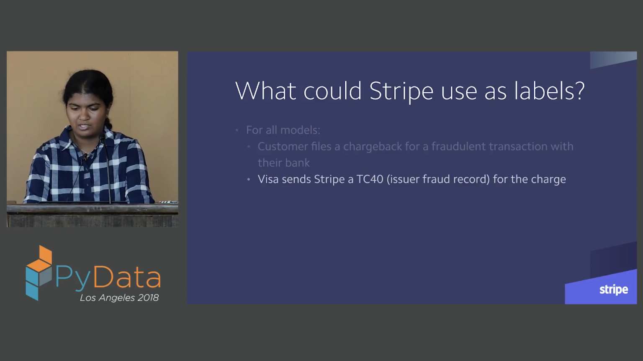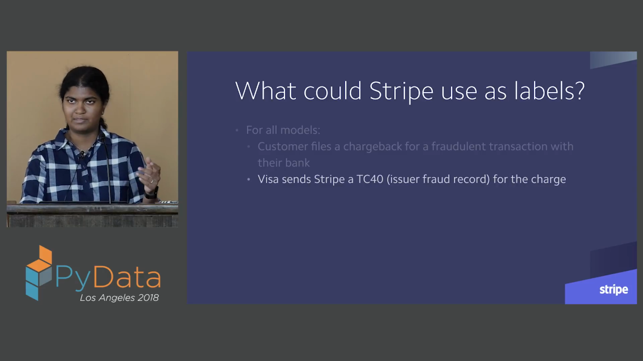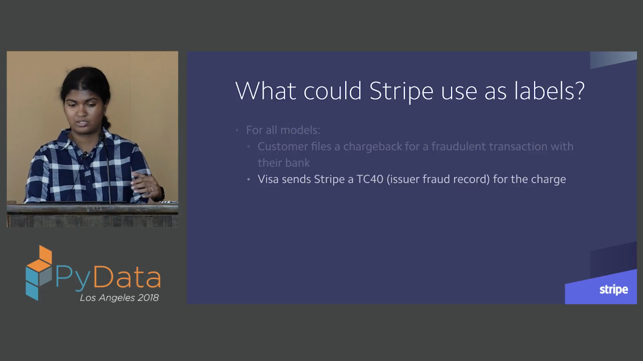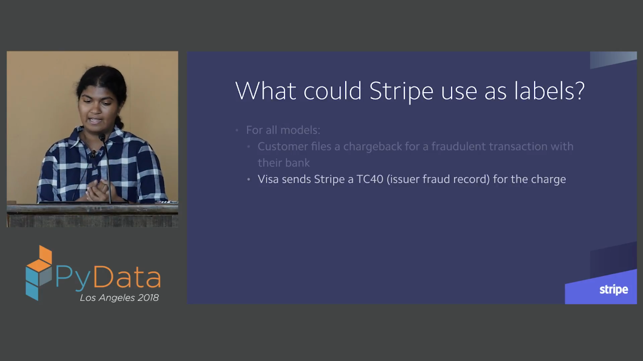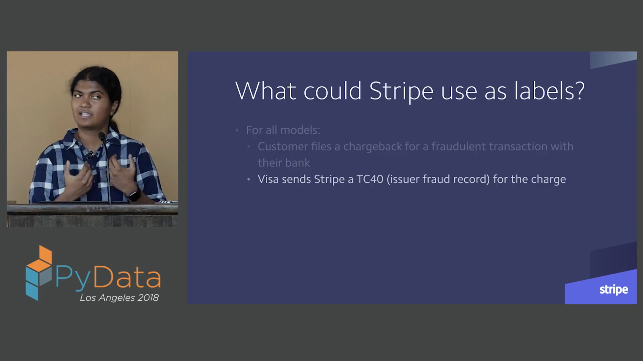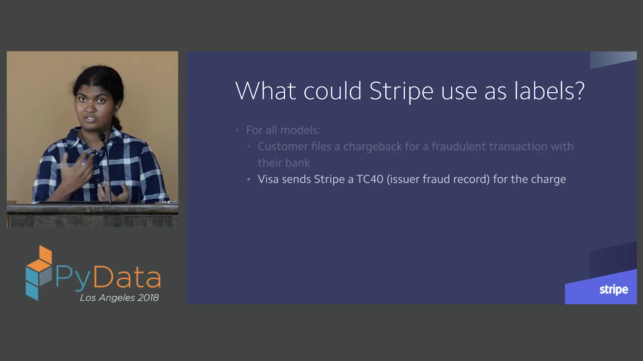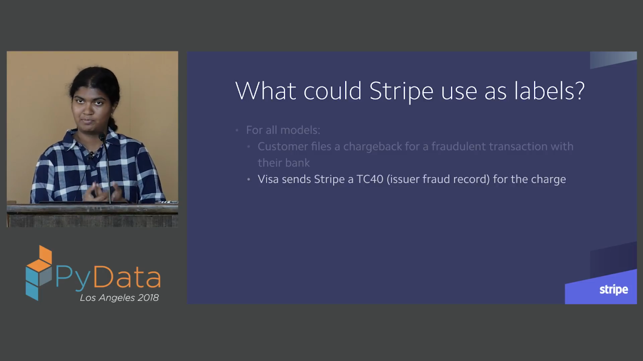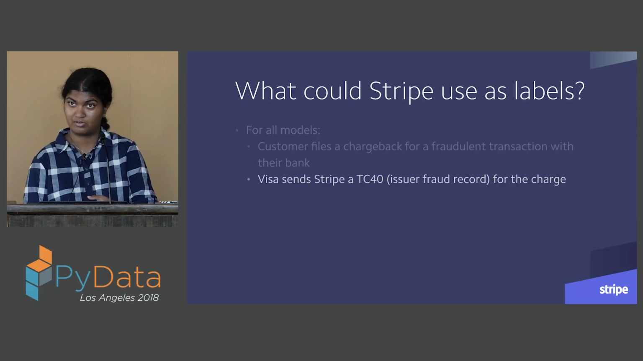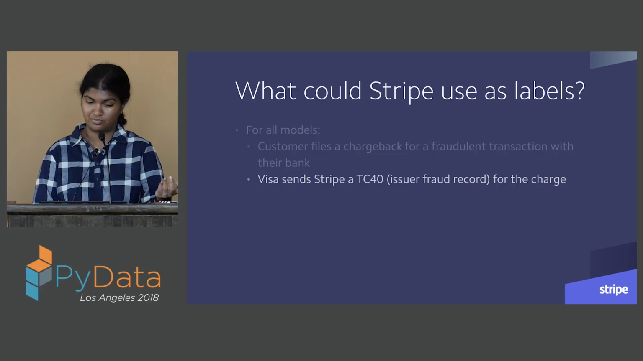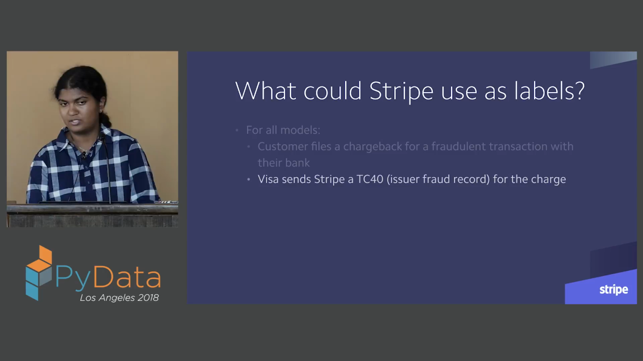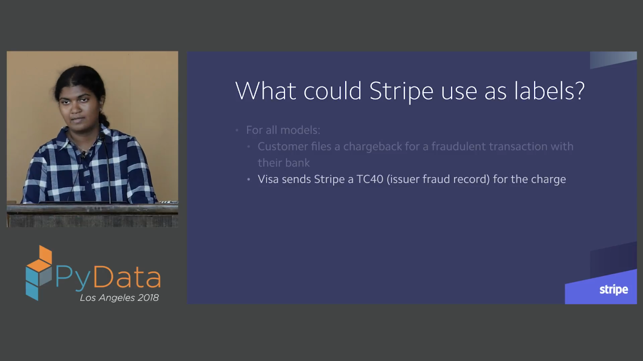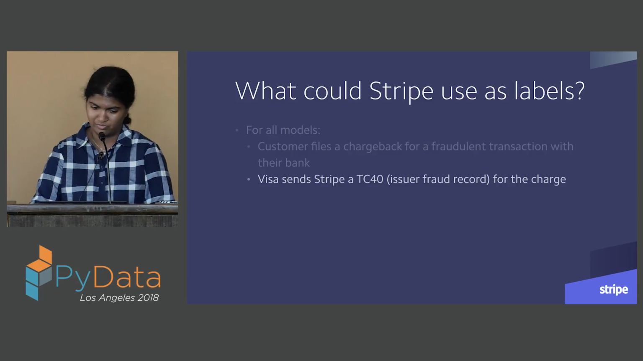Similarly, there's a concept called issuer fraud records, which are frequently precursors to chargebacks, where the bank or the card network sees this charge, and they realize that there's something very sketchy about this, and they send Stripe an issuer fraud record that's kind of like a premonition of fraud. And a large percentage of transactions that receive these issuer fraud records actually end up getting disputed as fraud by the cardholder. You might have heard of TC40s, that's Visa's specific version of issuer fraud records, but MasterCard, Amex, they also have their own versions.